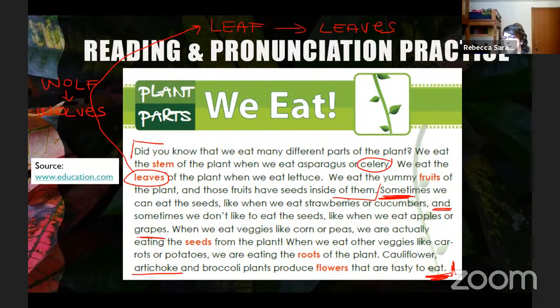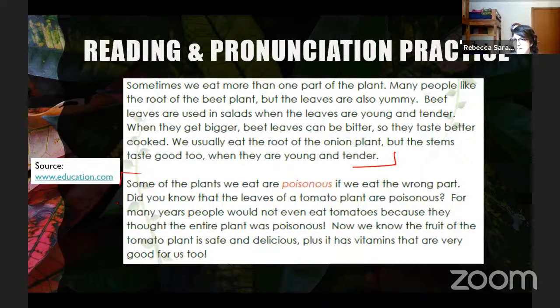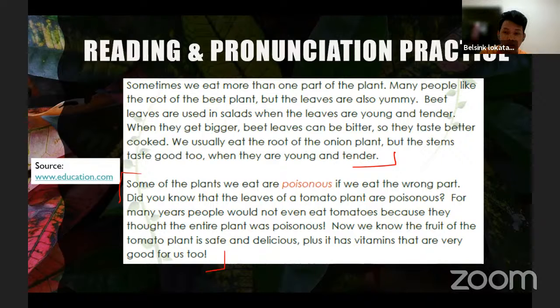Any questions about the words, the meaning of some things? For me, it's normal. All right, Risky? Any question? No. Okay. All right. So I guess Belsink, you can go with the first part, and then Risky, you can finish with the second part. Belsink? Sometimes we eat more than, yes, Miss Becky? Oh yeah, no, sorry, I think it was lagging. Sorry. Go ahead.